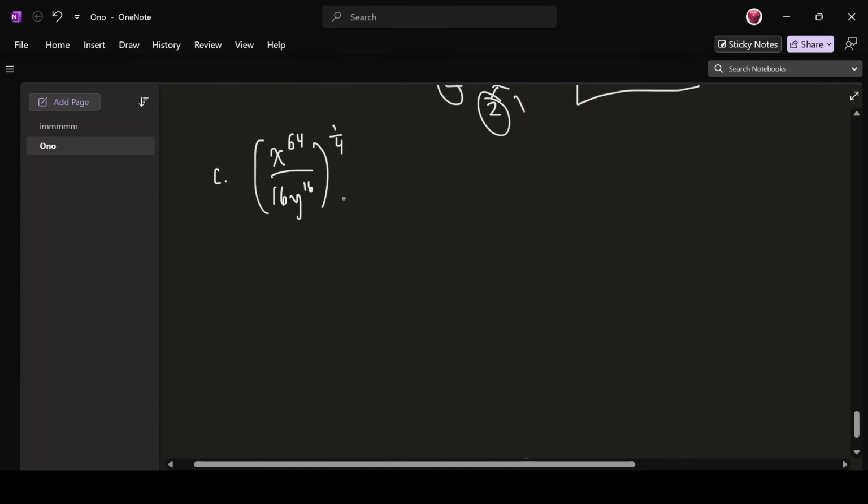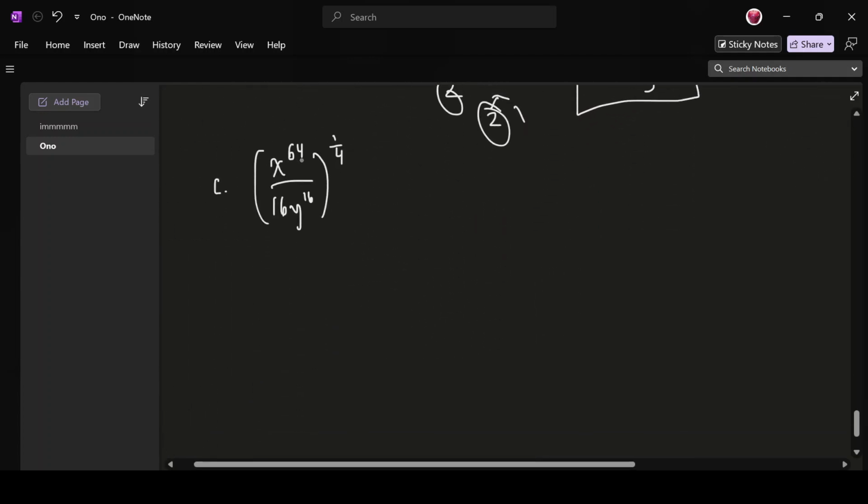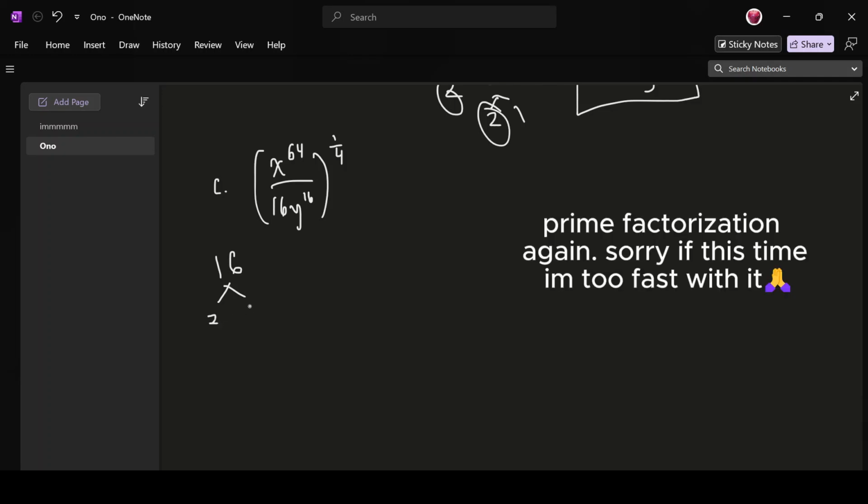Okay, moving on. x to the power of 64 over 16 y to the power of 16, all to the power of 1 over 4. Okay, so first of all, we convert this into index form again. 16, what's the lowest prime number it can be divided by? It can be divided by 2.